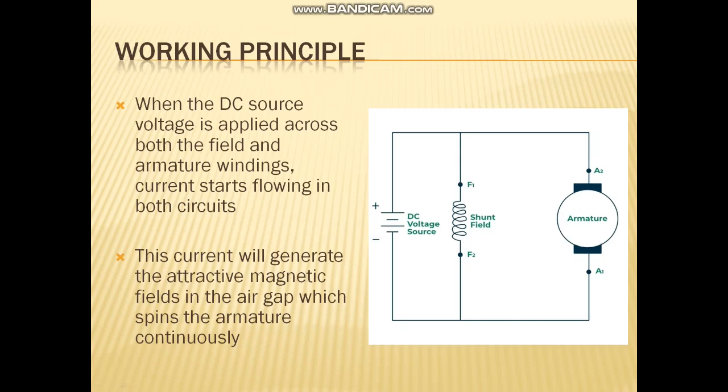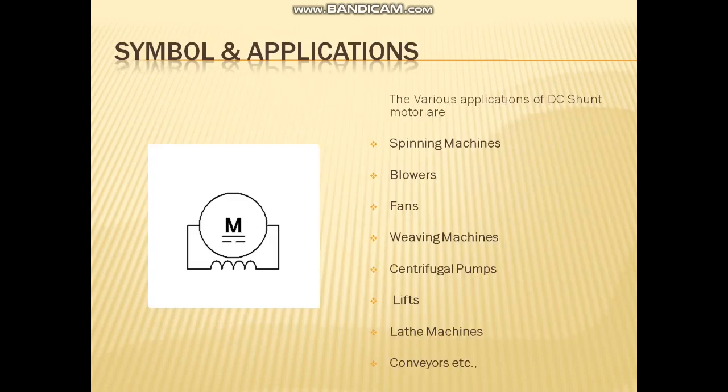The working principle of a DC shunt motor is that when the DC source voltage is applied across both the field and the armature windings, the current starts flowing in both circuits. This current will generate the attractive magnetic fields in the air gap which spins the armature continuously. The symbol used to represent the DC shunt motor is shown in the figure. It comprises the armature and the field winding connected in parallel with each other.